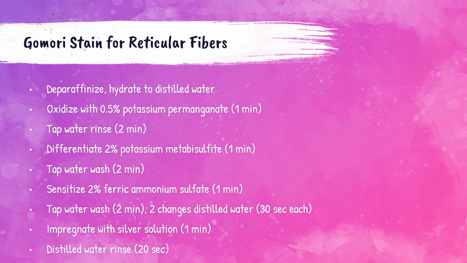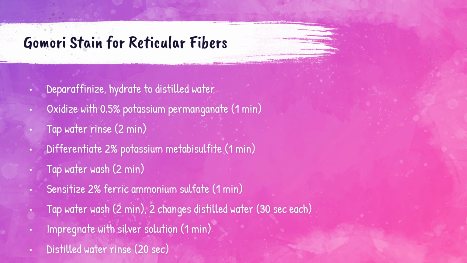To perform the Gomori stain for reticular fibers, the tissue should be deparaffinized and hydrated to distilled water. The section should be oxidized with 0.5% potassium permanganate for 1 minute. Then, the tissue should be rinsed in tap water for 2 minutes. The tissue should then be differentiated with 2% potassium metabisulfite for 1 minute, followed by a 2-minute wash in tap water. The tissue should then be sensitized with 2% ferric ammonium sulfate for 1 minute. And after this sensitization, the section should be washed with tap water for 2 minutes, then rinsed in 2 changes of distilled water at 30 seconds each.